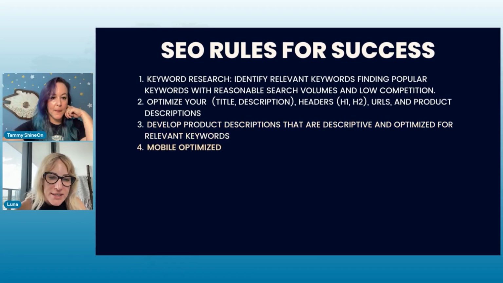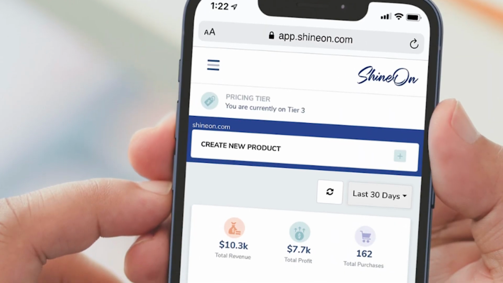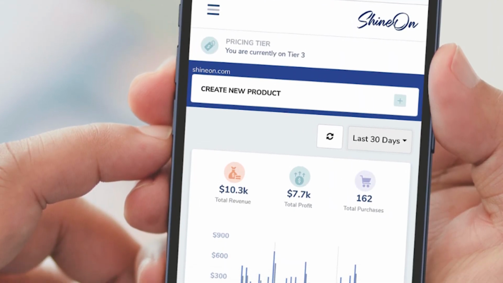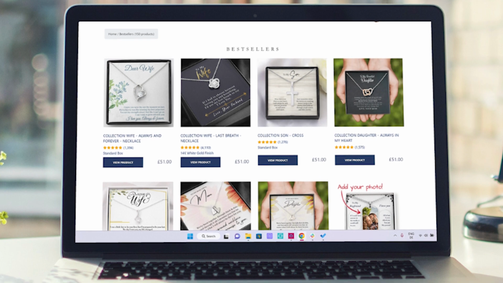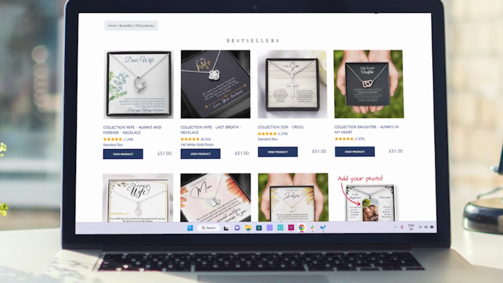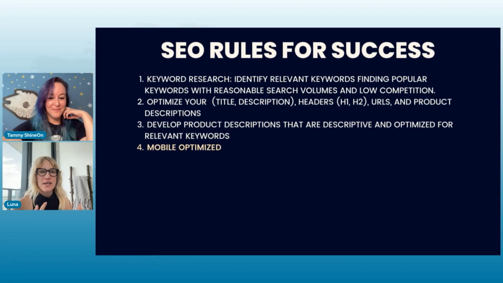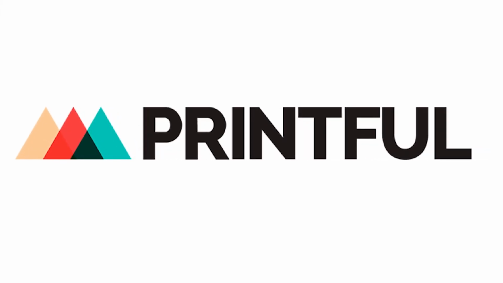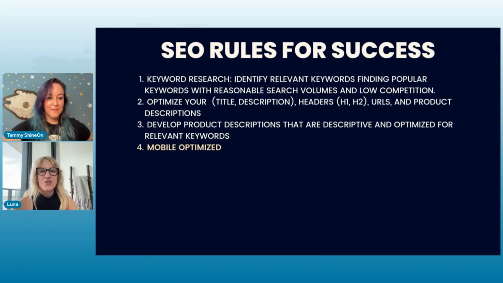Then the next one is mobile optimized. That's another reason why I love ShineOn, because ShineOn has such an amazing landing page builder that all the work is already done for you when it comes to the page being mobile optimized. And Etsy's the same thing. You don't have to worry about any of that. But back in the day when I used to have my own print on demand store, and I think I was using Printful at the time, I had to spend the extra money on a theme to make sure that it was mobile optimized and had all the features.